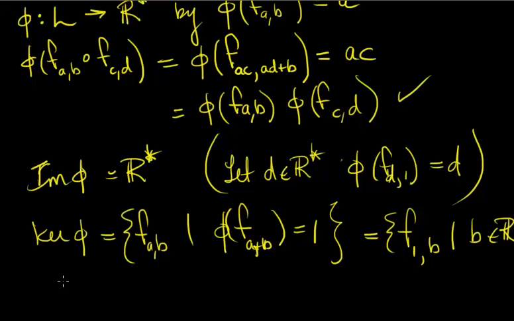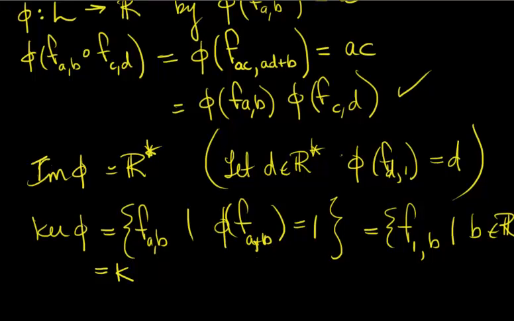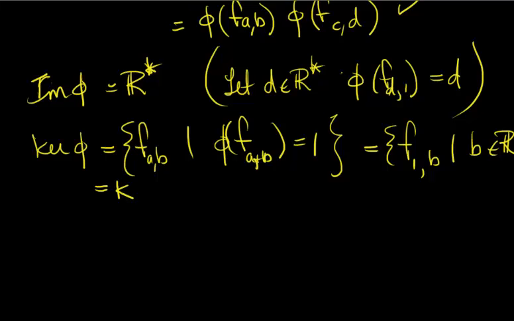So the kernel is equal to K. This is K, the set that we defined at the beginning of the problem. So we can conclude, therefore, that L mod the kernel K is isomorphic to the image of phi, which is, in this case, all of R star.